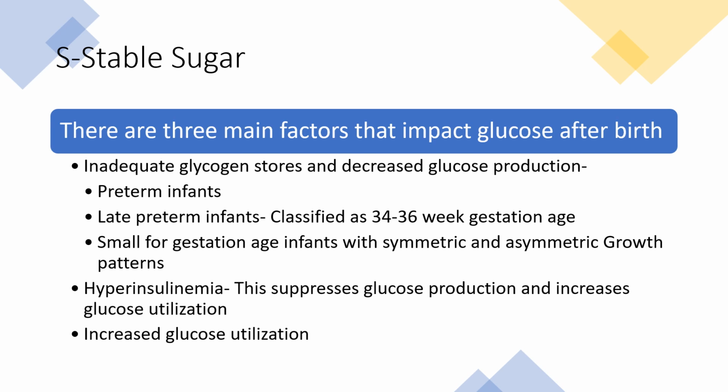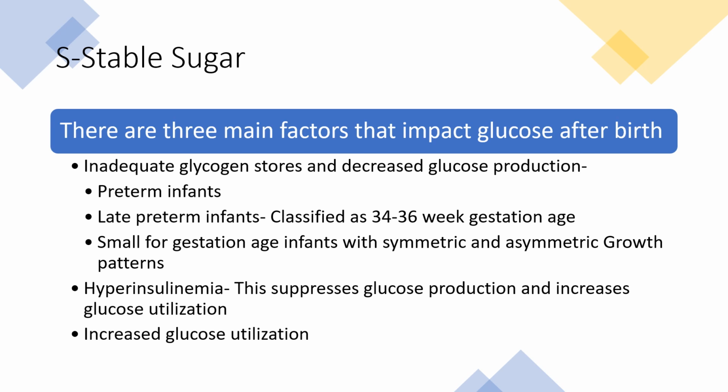SGA infants, there are two different types: symmetrical and asymmetrical growth patterns. We'll talk about some of those. Hyperinsulinemia suppresses glucose production and increases glucose utilization. Too much insulin in the blood causes the cells to take up too much glucose, and now they don't have enough glucose stores to deal with things after that.